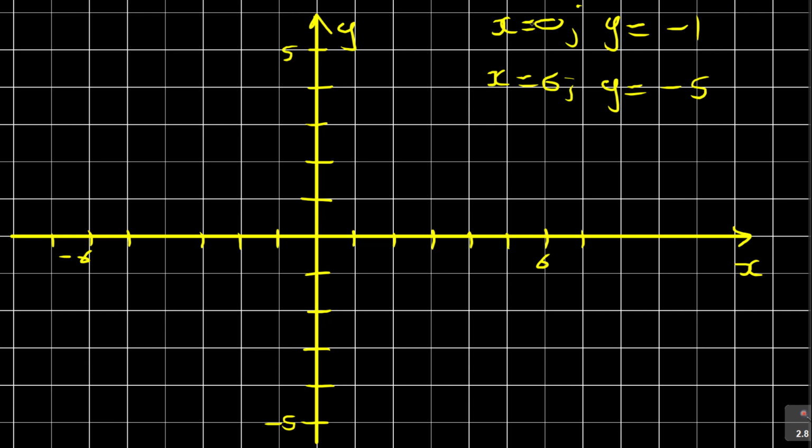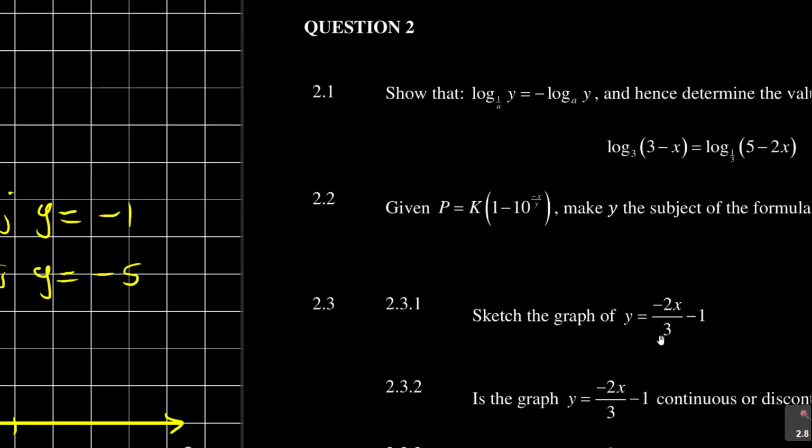Now let's look at this. When x is 0, y is -1. There is a point here. And then when x is 6, what does it say? Y is what? When x is 6, y is -5. We have a point there. So this is a graph with a negative gradient.